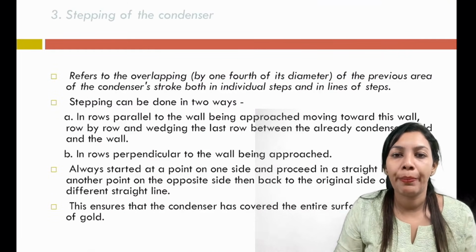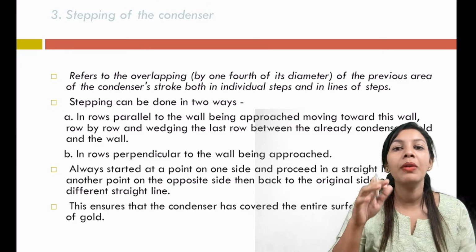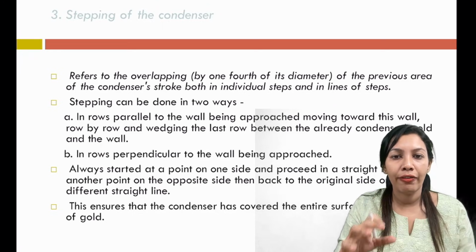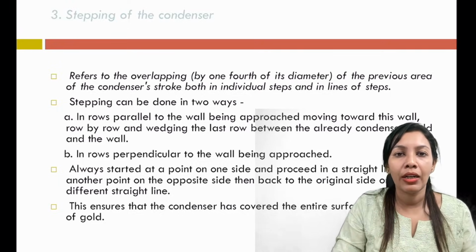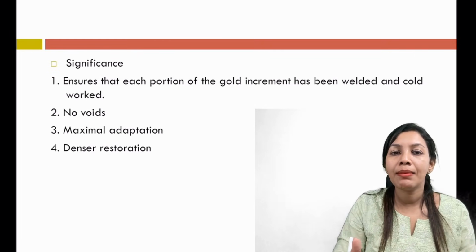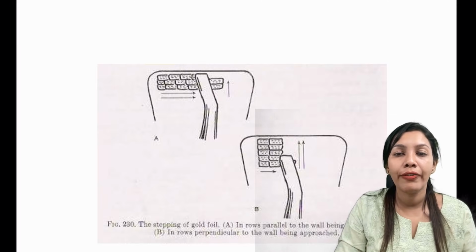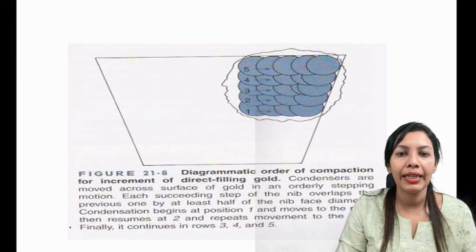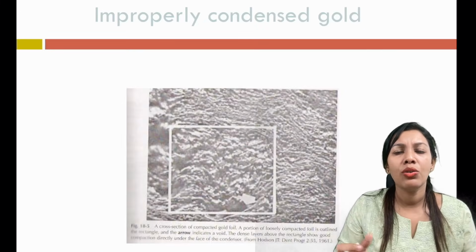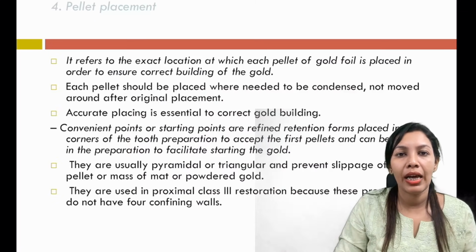What is the use of stepping? Stepping is mainly used to remove the voids and give a uniform layer of gold on the particular area. So no voids, maximum adaptation, denser restoration. These are the significance of the stepping process. This is the stepping process we'll be applying at each layer, diagrammatically. So this is an image showing improperly condensed gold. There will be irregularity seen.